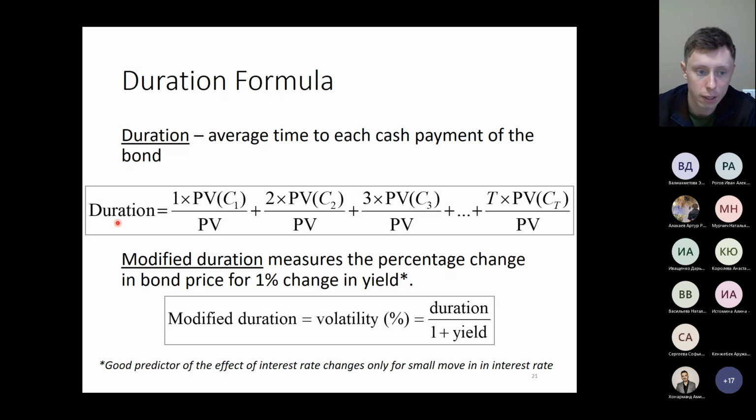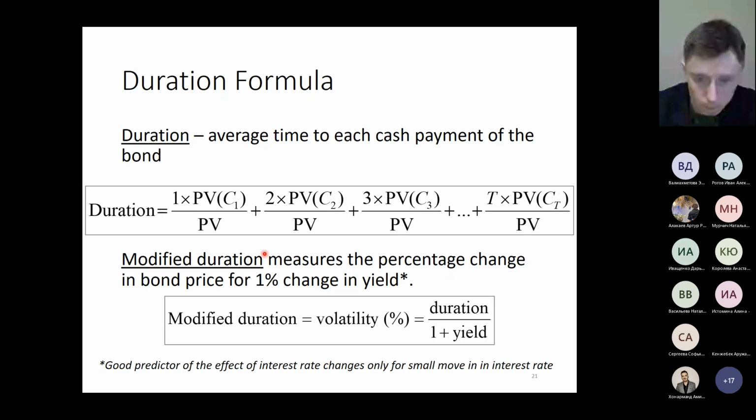So duration is estimated in the units of time. Please do not confuse it. This is a common mistake that students make. Duration is estimated in time units, years, months, days, because this 1, 2, 3, 4 is the number of periods, probably years in this case, but it can be other periods depending on the frequency of coupons. And we multiply them by the weight of this payment in the total present value, or the fraction of this payment in the total payments. And the bigger the fraction of the weight that we receive sooner, the less sensitive the bond is to the changes in interest rate.